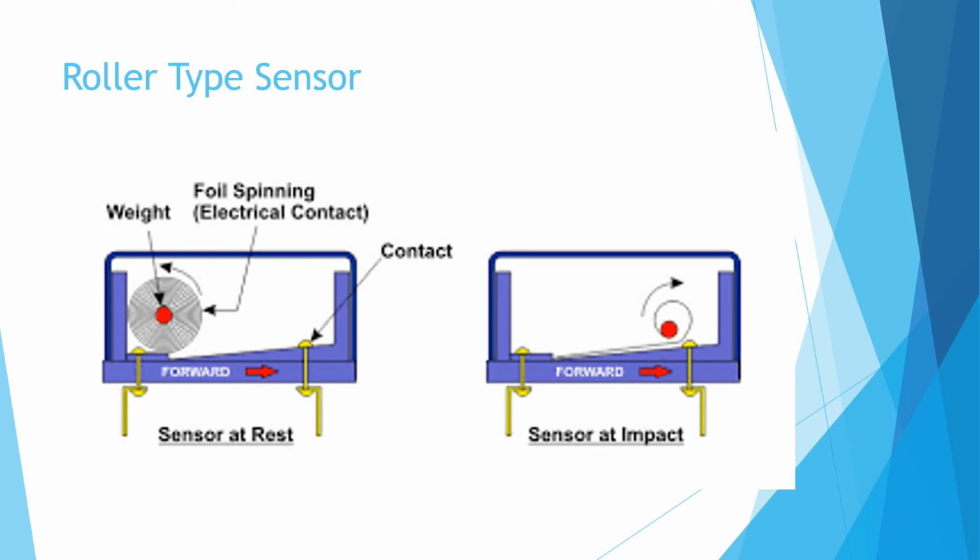So students, you can see here is a picture of the roller type sensor, with the spinning electrical contact and the weight. This is moved in this direction to the contact. This is basically the sensor at rest condition. And here is the sensor at the impact condition.